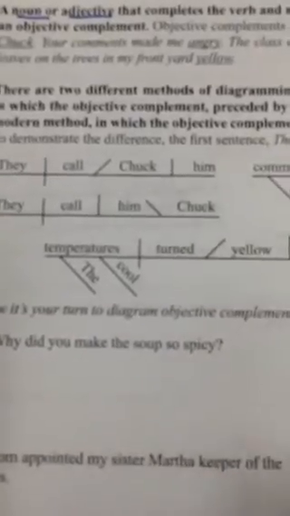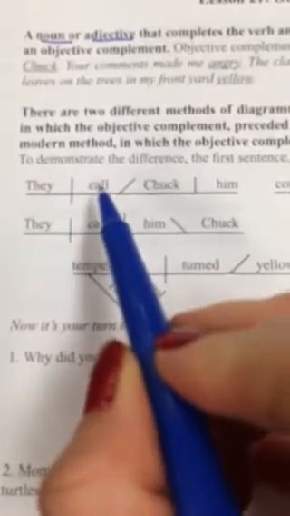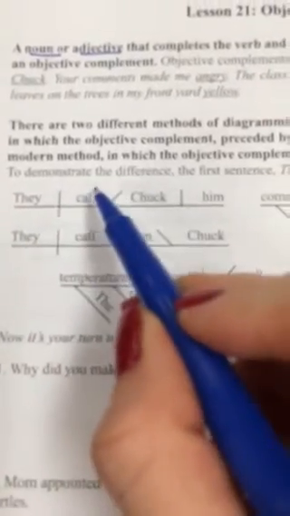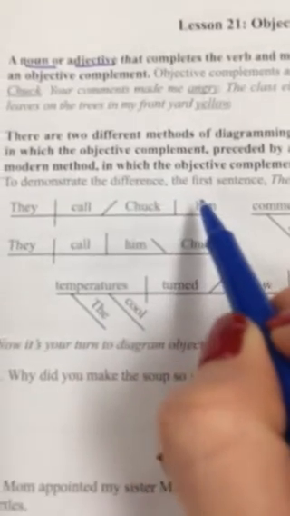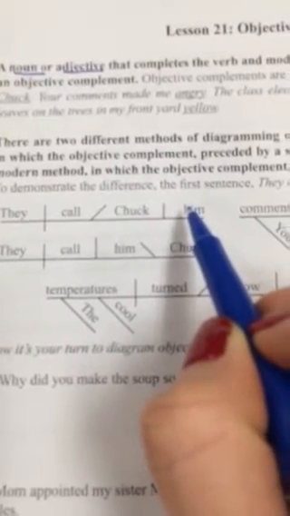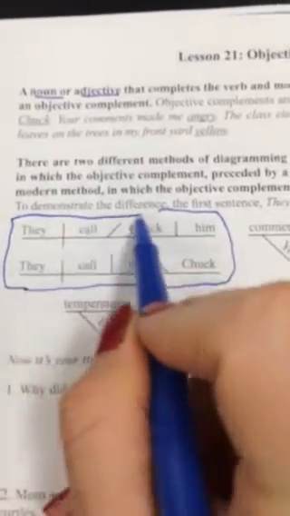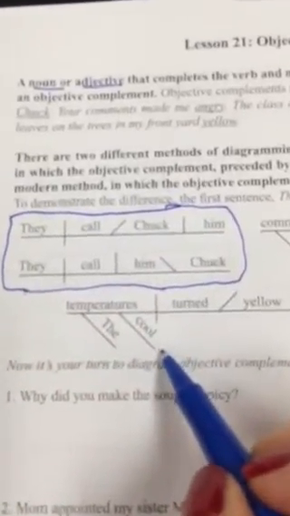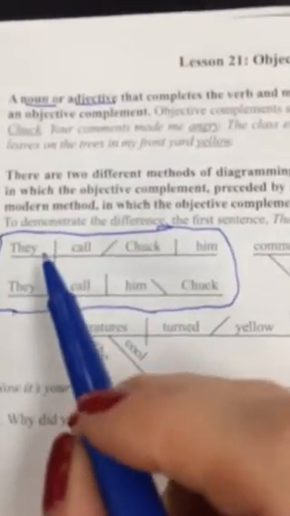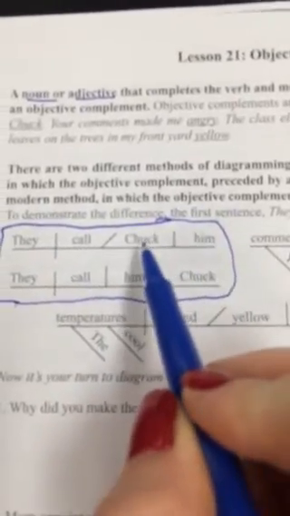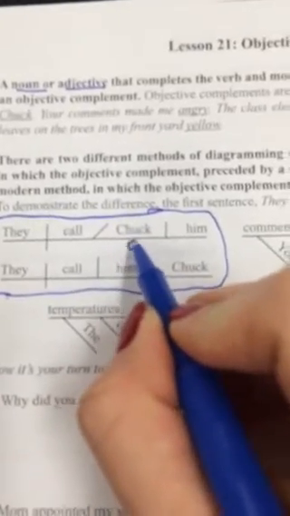Now when we look at this, there are two different ways that you can do object complements. So let's look at the first example. They call him Chuck. The subject is they, the verb is call, and what's the direct object? They call what, or they call whom? They call him. And what's another name for him, or what do they call him? They call him Chuck. These examples show the two ways to show an object complement. It's either a noun or an adjective that renames the direct object. They call him Chuck. Chuck is the object complement.